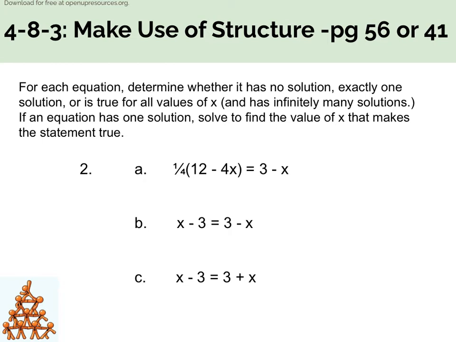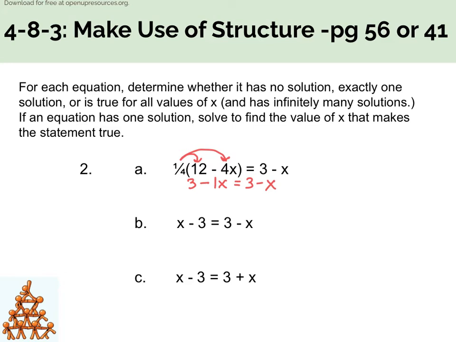So on A, let's multiply in our 1/4. Grab your calculator. Let's do 1/4 times 12. That is 3. And then we're going to do 1/4 multiplied by -4. So 1/4 times -4. That is -1x. And then the other side is the same as what it was before.